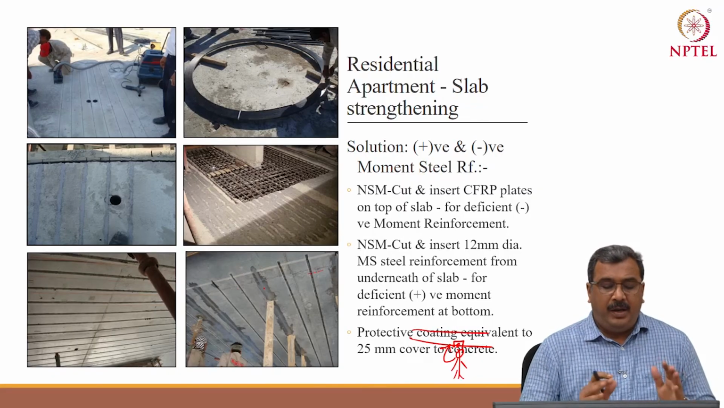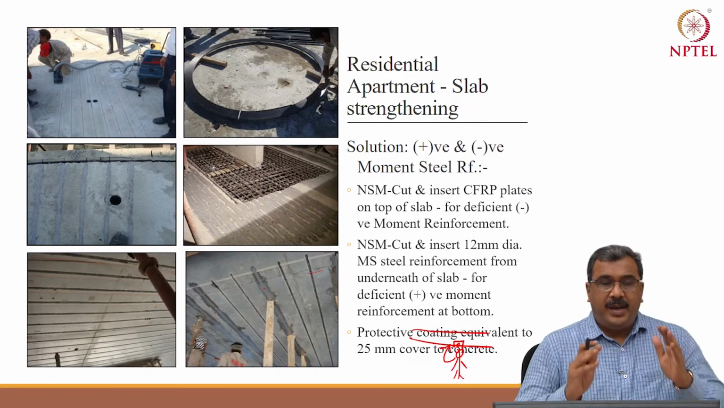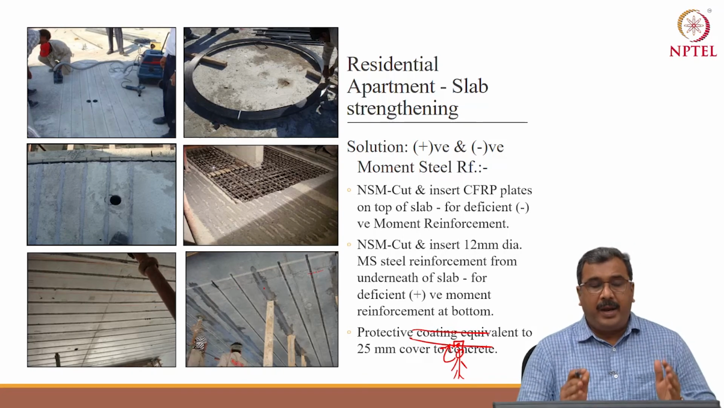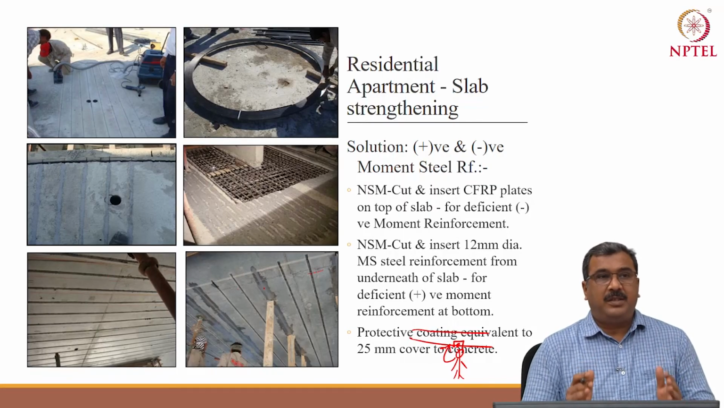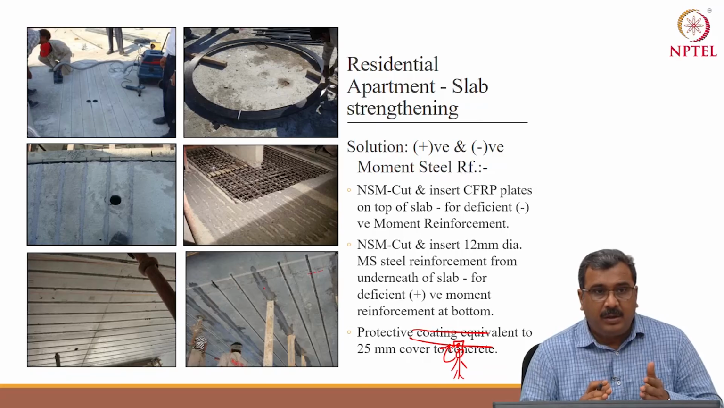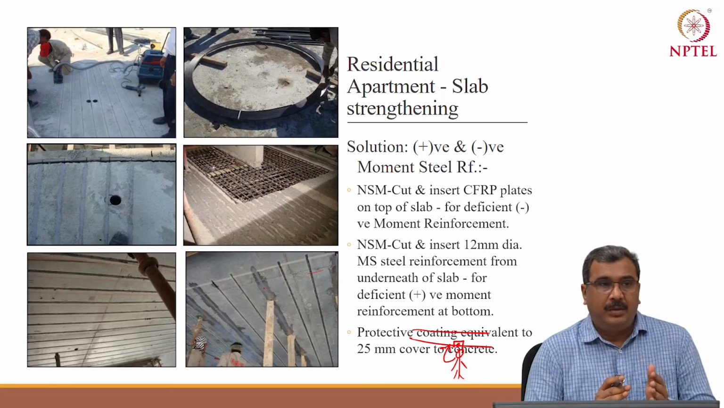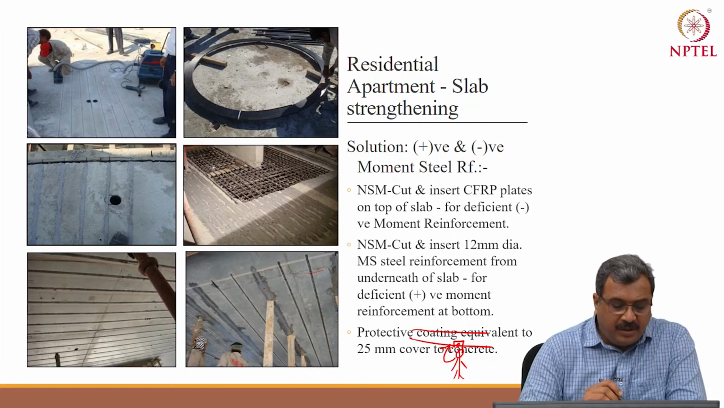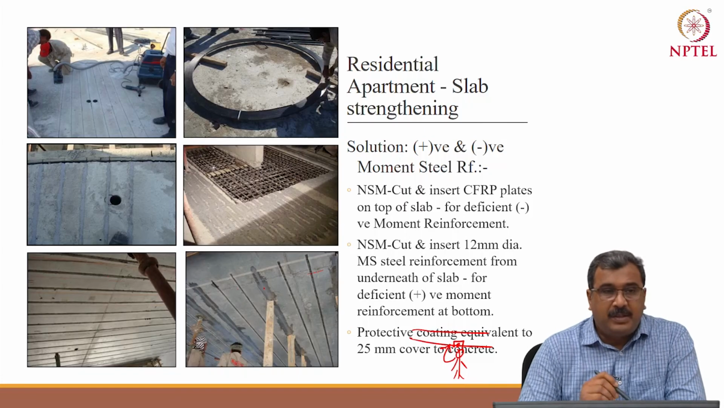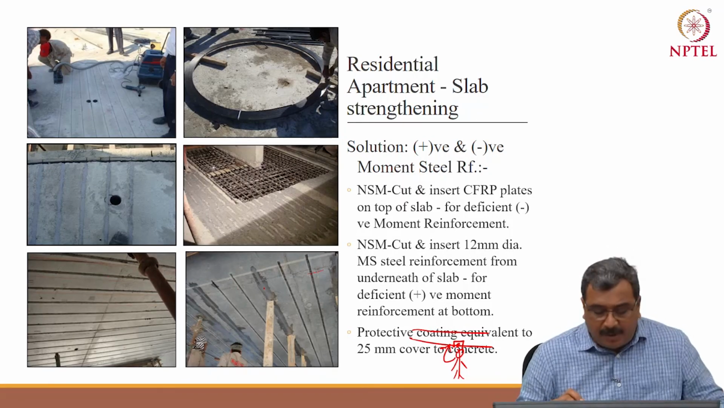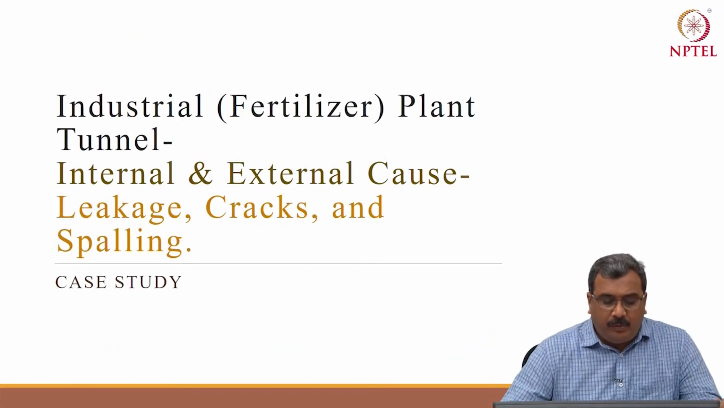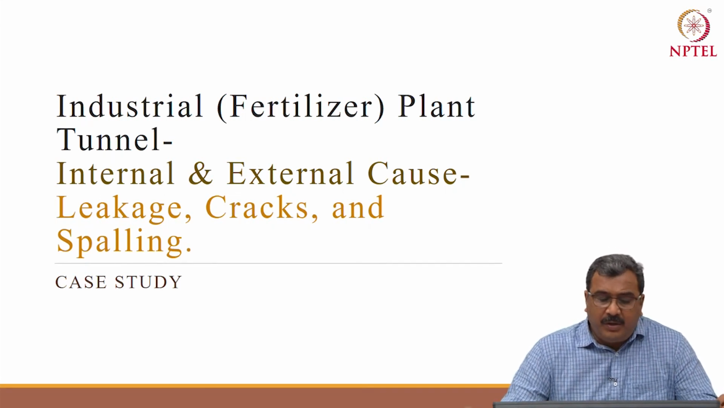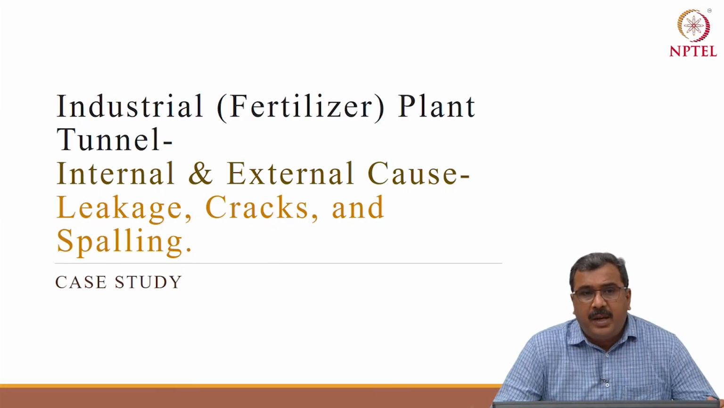So, for a punching shear failure slab, a design deficiency has been derived, a column capital has been incorporated, a negative moment reinforcement deficiency has been sufficed by slot and insert carbon fiber laminate, a positive deficiency of moment has been sufficed by insert of steel rebar from the bottom. Now we will go for the last presentation, which is of an industrial plant for repair and strengthening of a tunnel.